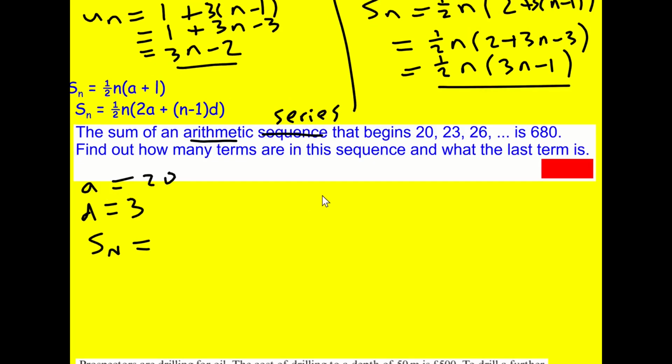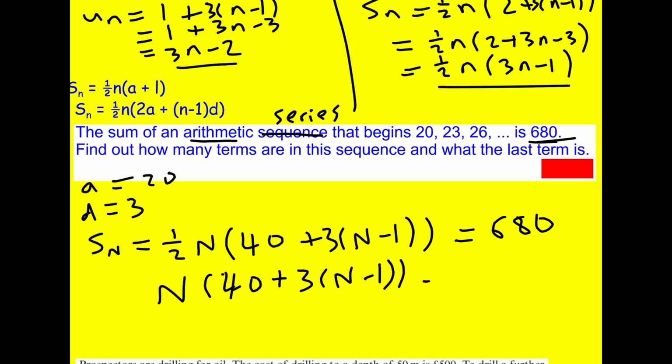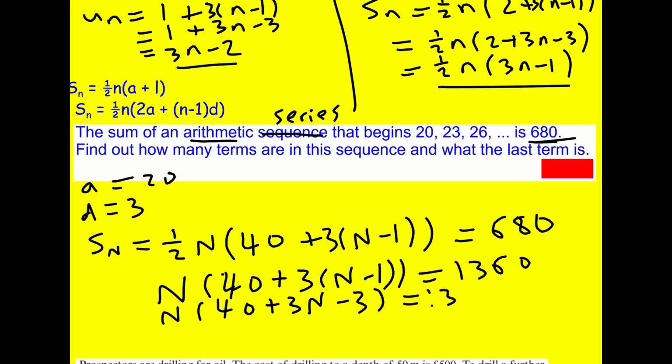It's going to be half capital N, 2 times A is 40, just remember to double it, plus capital N minus 1 times 3, bring that 3 there, and we know that's equal to 680, we're told it. So we just have to solve this equation now. I would multiply through by 2. Then simplify this: N times 40 plus 3N minus 3 equals 1360.